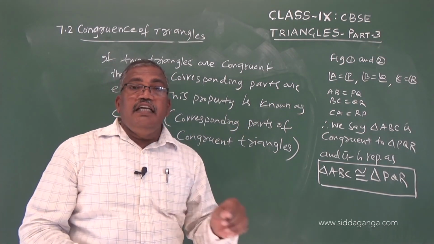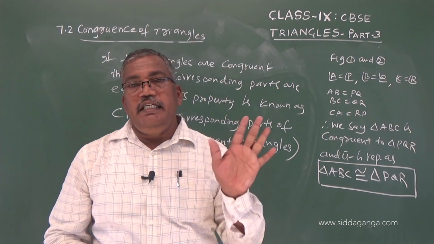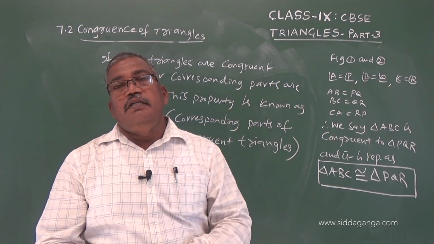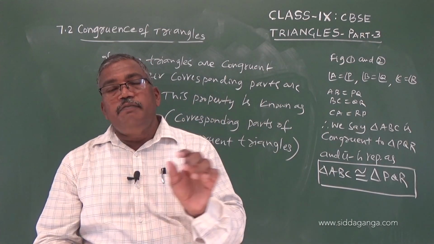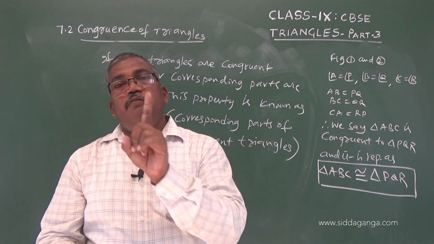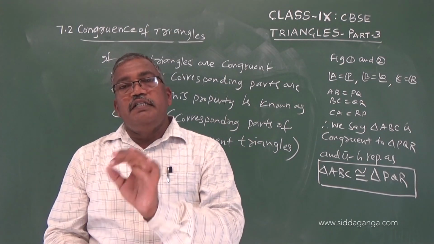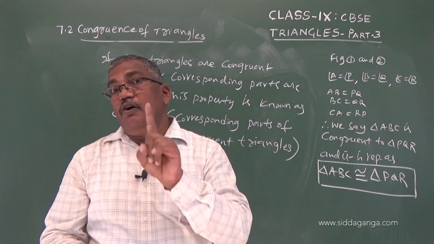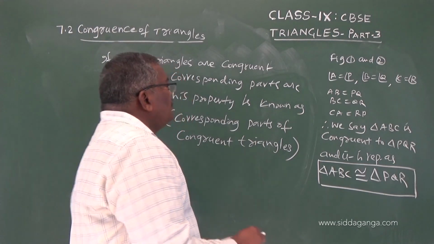Suppose I say AB equals PQ, what is the reason? The reason is CPCT. They are corresponding parts of the congruent triangles. If I say angle A equals angle P, that means CPCT. In the bracket you write CPCT. So that means they are corresponding parts of the congruent triangles, therefore they are equal.